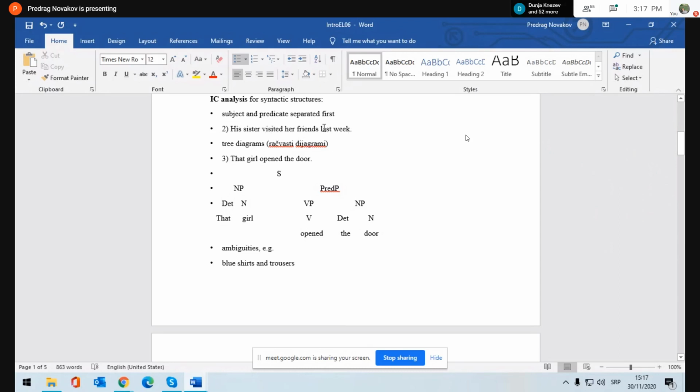What is last week in this predicate part? Visited her friends last week. What is the function of the phrase last week?